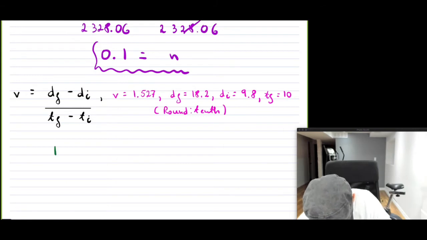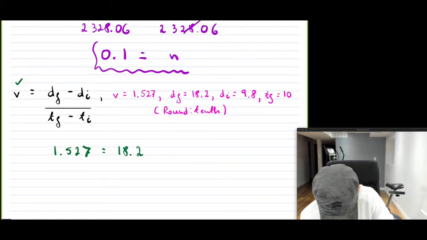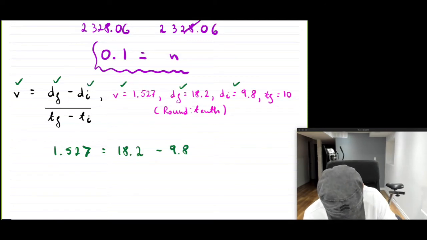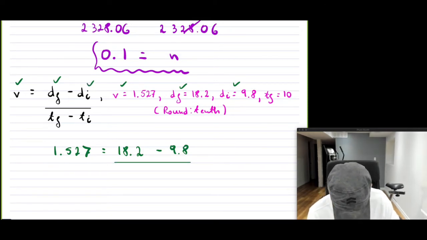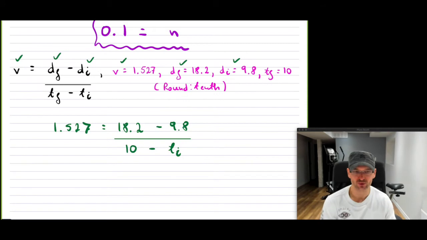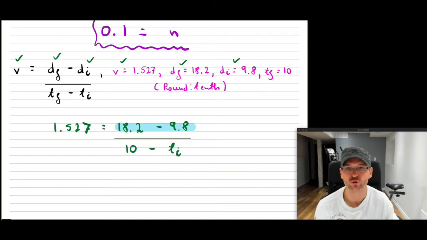So V, so I have 1.527, so that's V, is equal to DF. So notice it says it's 18.2, so I have these two checked, minus DI, which is 9.8, so that's checked. Now divided by, and I only have TF, so I do not know TI, so I'm going to be solving for TI here and then rounding to the 10th. So once again, the first thing that I do is simplify the numbers as much as possible.